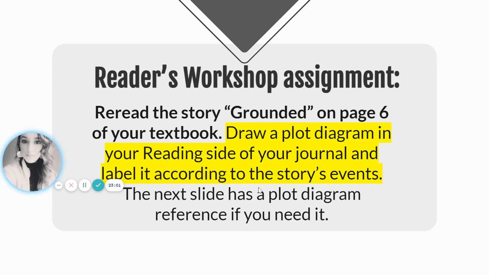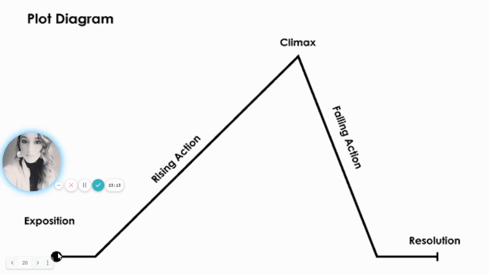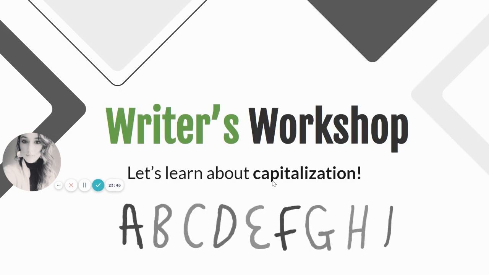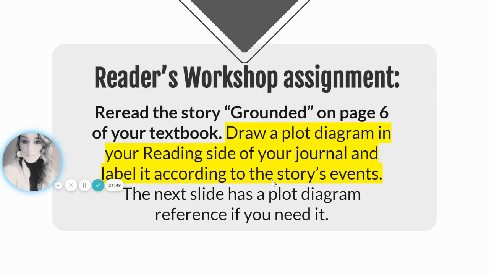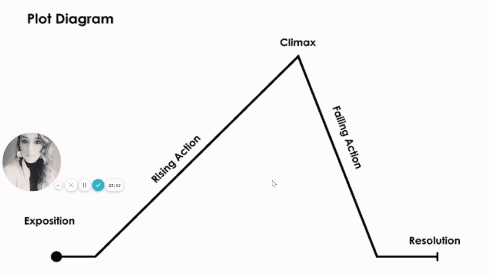And what you're going to do is, in one sentence, I want you to write down what the exposition, or, you know, the beginning of the story and what the problem is, where it says exposition. So on this side, you're going to write one sentence that tells me what the beginning of the story is and what the problem is. Then you're going to write down one sentence for what is the rising action, okay? And then one sentence, what is the climax for the story in Grounded? And then what is the falling action in the story Grounded? And then what is the resolution in the story Grounded? How does the story end, okay? All right. So you can actually pause right here if you need it to draw your plot diagram on a separate sheet of paper.